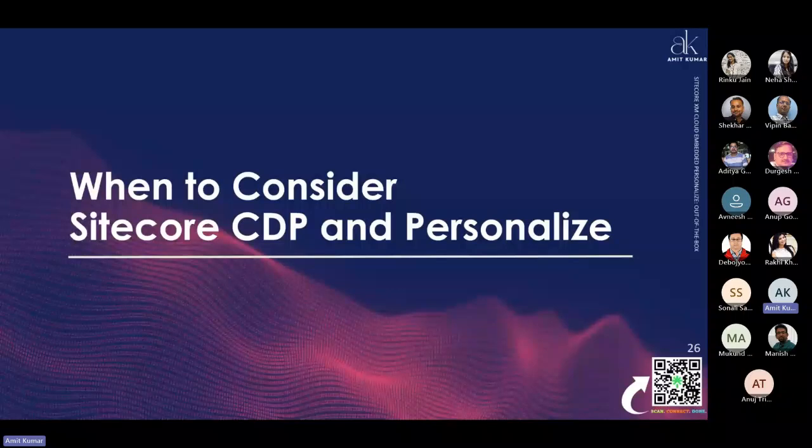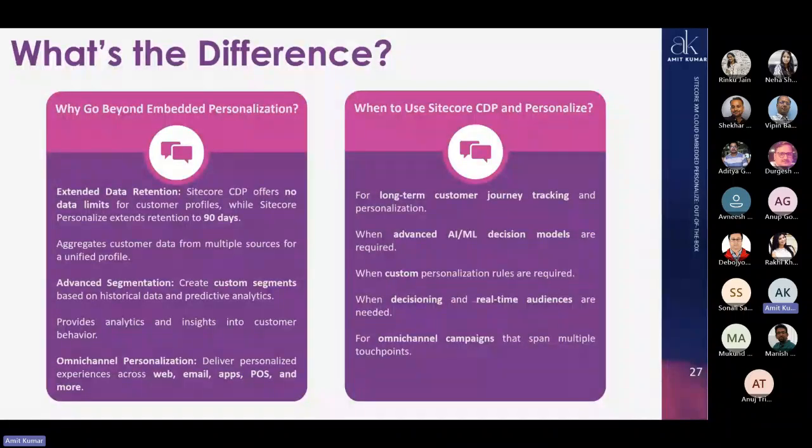And when to consider CDP and Personalize? So as I was explaining, where you are looking for custom segmentation, custom rules, or you need to ingest the data from different systems into the CDP and you need to build a 360-degree user profile and you need to create different personas or segmentation in the CDP. And also you need to get AI ML decision models. So in those cases, you can go with the CDP and Personalize full-fledged licenses.